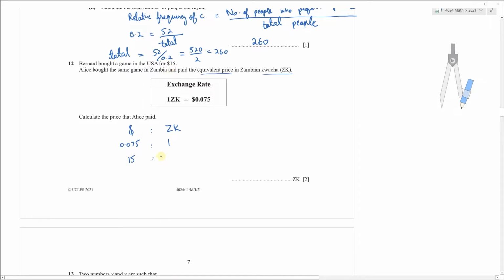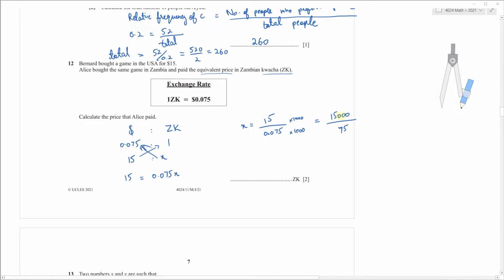So 15 ratio X. So again, more dollars will give you more of this other currency. So let's cross multiply since these are directly proportional. So this will be 15 equals 0.075x, and then x will be 15 divided by 0.075. So 1, 2, 3. So that means I can multiply by 1000 in the numerator and the denominator to remove this decimal. In the numerator, I will get 15,000 divided by 75.